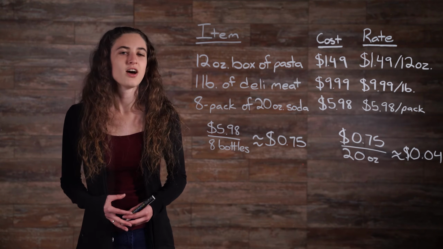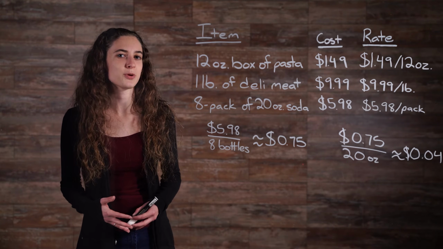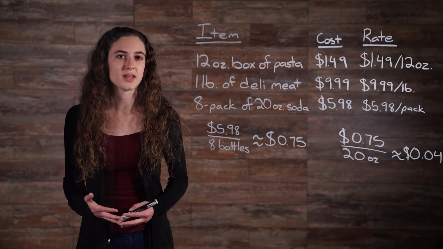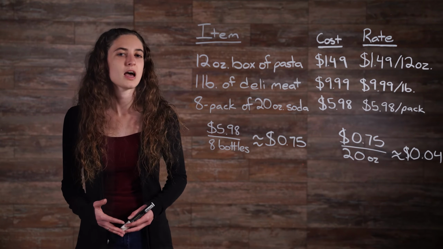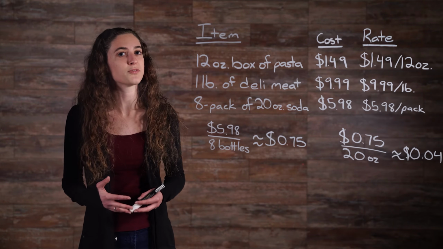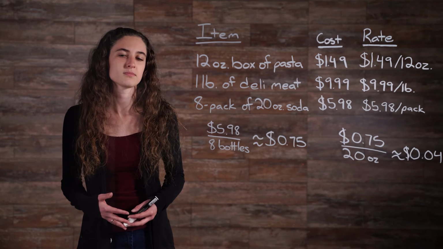As you can see, breaking down costs to the smallest unit reveals the cost savings of the sale. Of course, saving a few cents per ounce of soda may not be the deciding factor of your purchase. Other factors come into play when consumers are shopping, like brand loyalty and personal preference. However, comparing unit costs provides an objective way of making consumer choices based on the price.